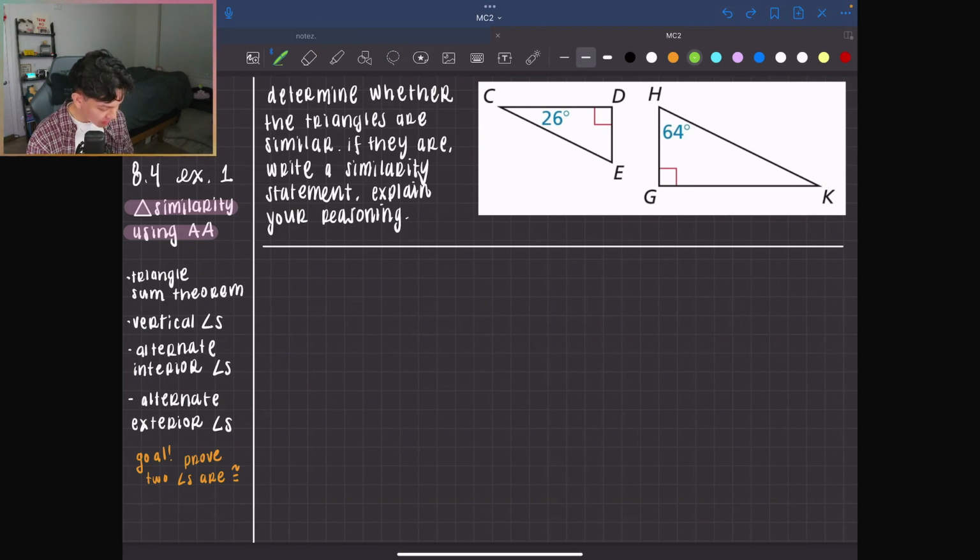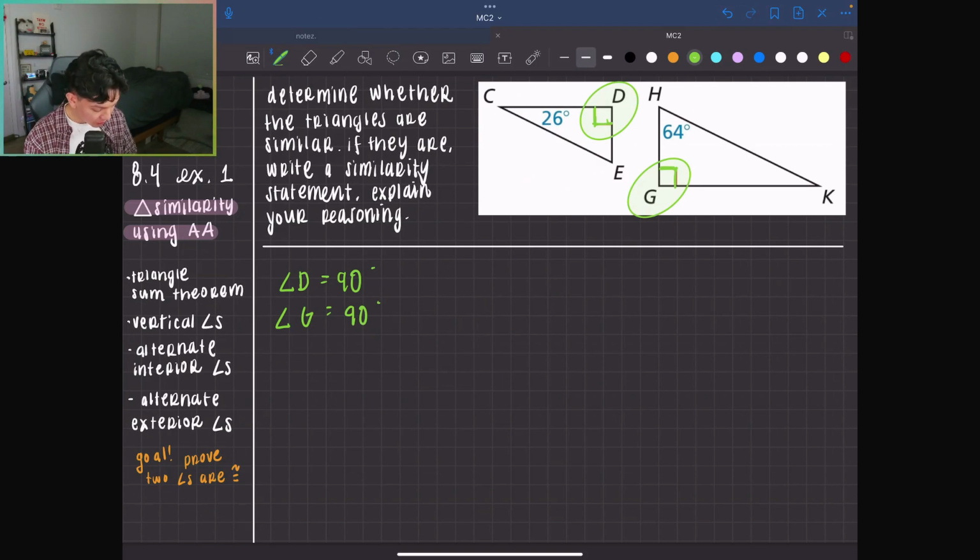So let's take a look here. I noticed that angle D and angle G, they both have this icon over here, right? This icon over here means that they are both right angles. So angle D equals 90 degrees and angle G equals 90 degrees also. So if they are both 90 degrees, that means that they are both congruent.